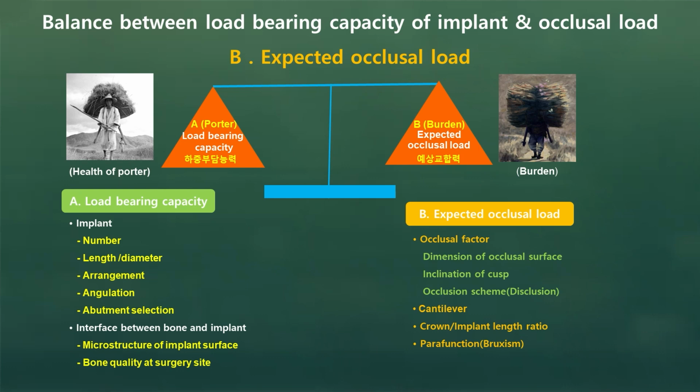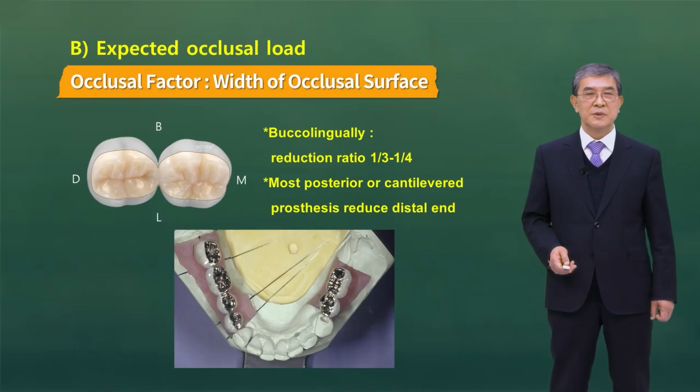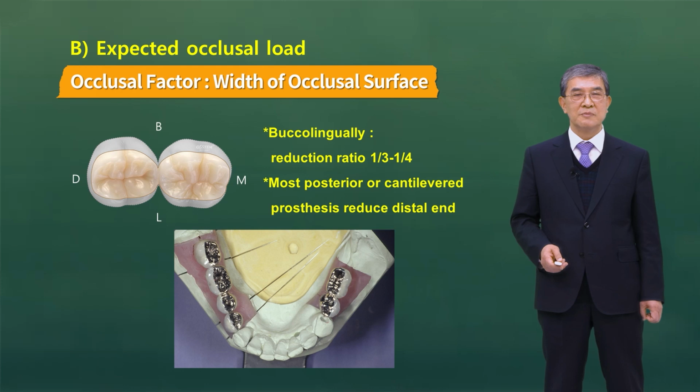First is the occlusal factor. Compared with natural tooth, the occlusal table needs to be smaller so that less stress occurs.